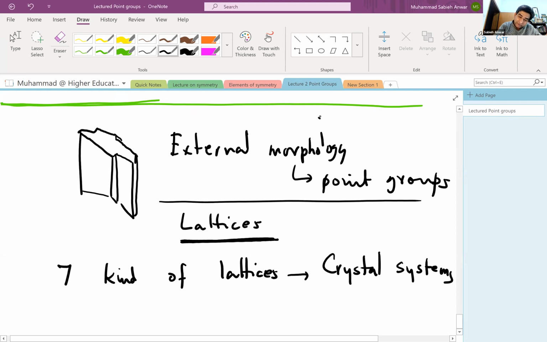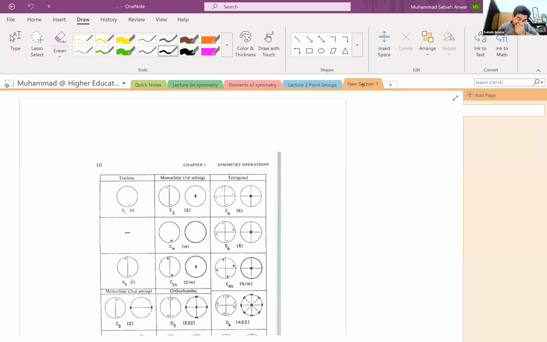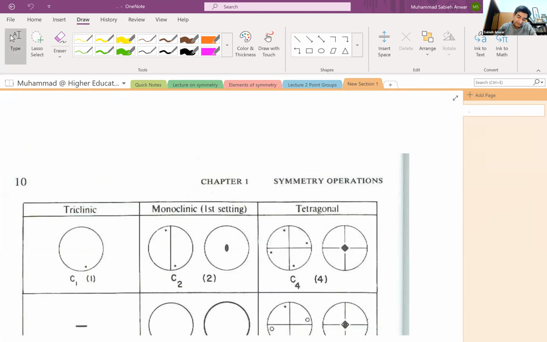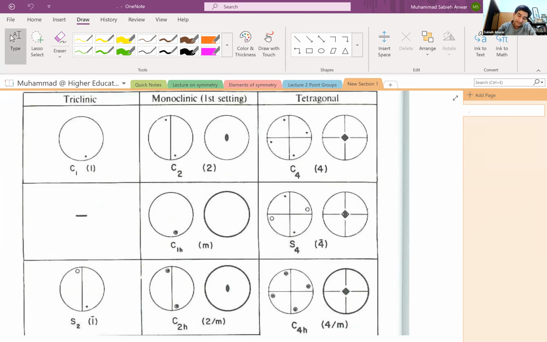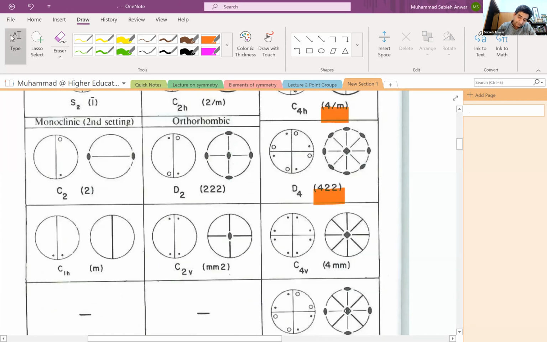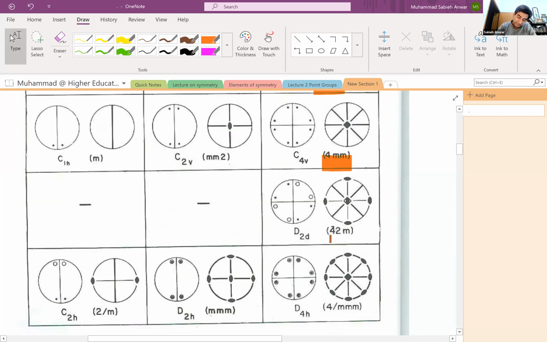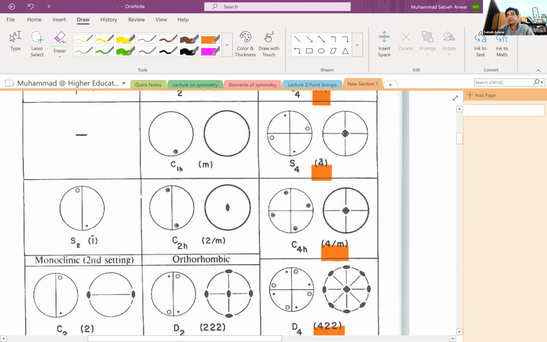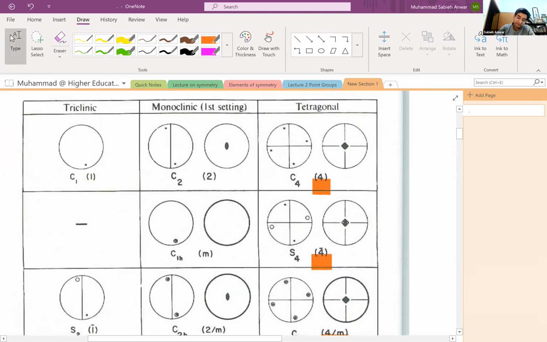Now, just before I finish this class, if you look at my screen over here, you will observe the point groups. For example, the tetragonal crystal system comprises the point groups 4, 4 bar, 4/m, 422, 4mm, 4 bar 2m, and 4/mmm. All of these point groups have a 4-fold axis of rotation or a 4 bar axis of rotation, all of them.